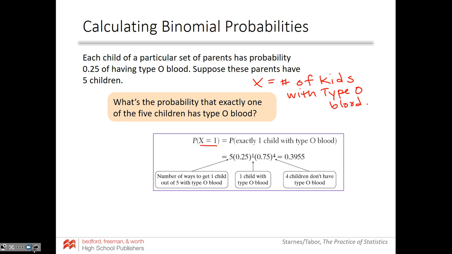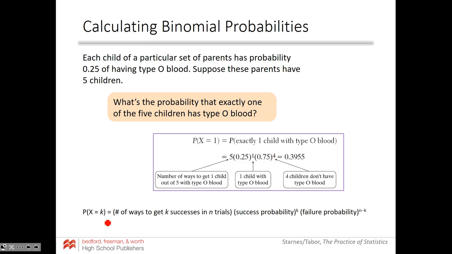And what we did was we multiplied 5, and 5 was the number of ways to get 1 child out of 5 with type O blood. And then we multiplied that by the probability of success, and we raised it to the first power because there was 1 child with type O blood. And then the probability of failure, 0.75, raised to the number of failures, the number of kids that didn't have type O blood. So that's essentially the formula that we came up with.